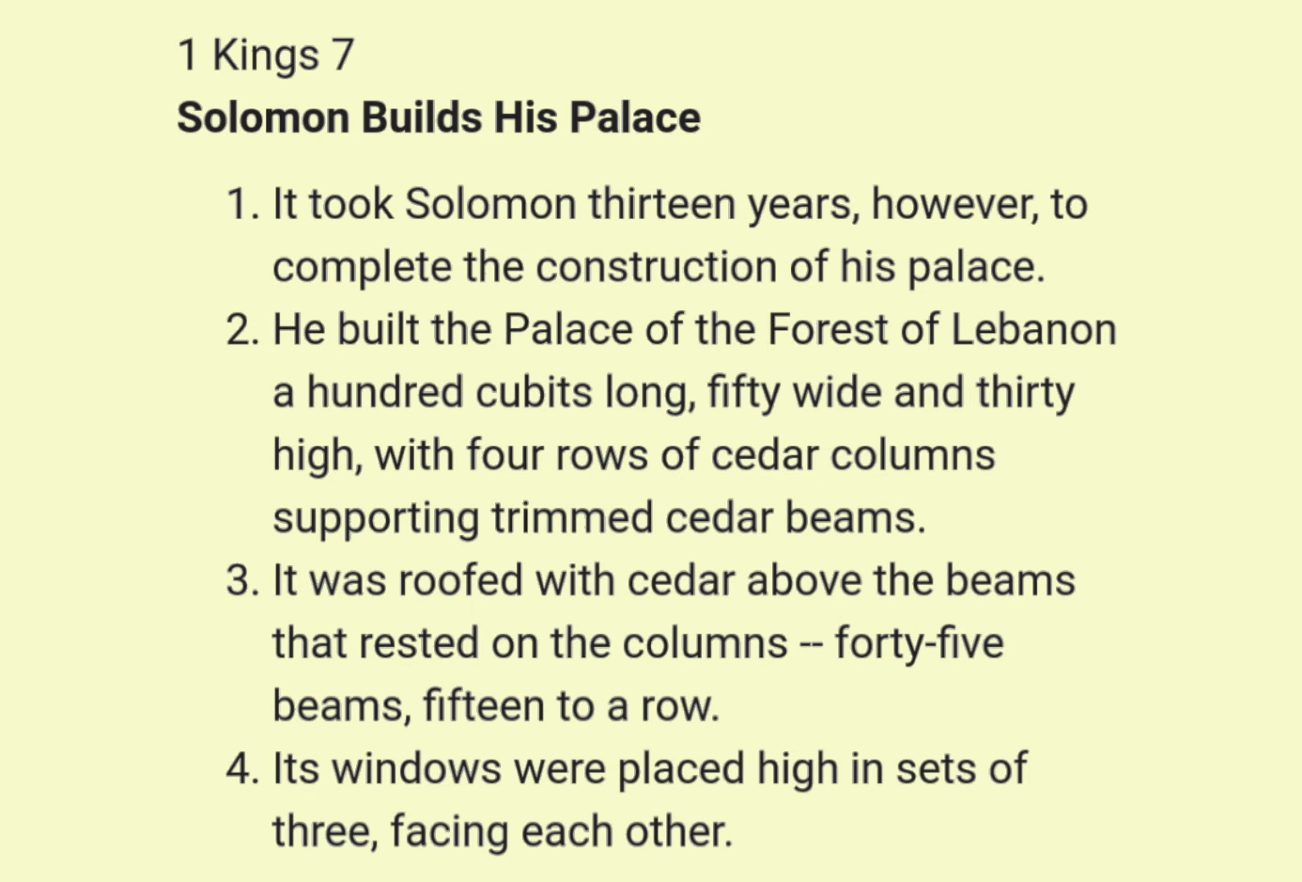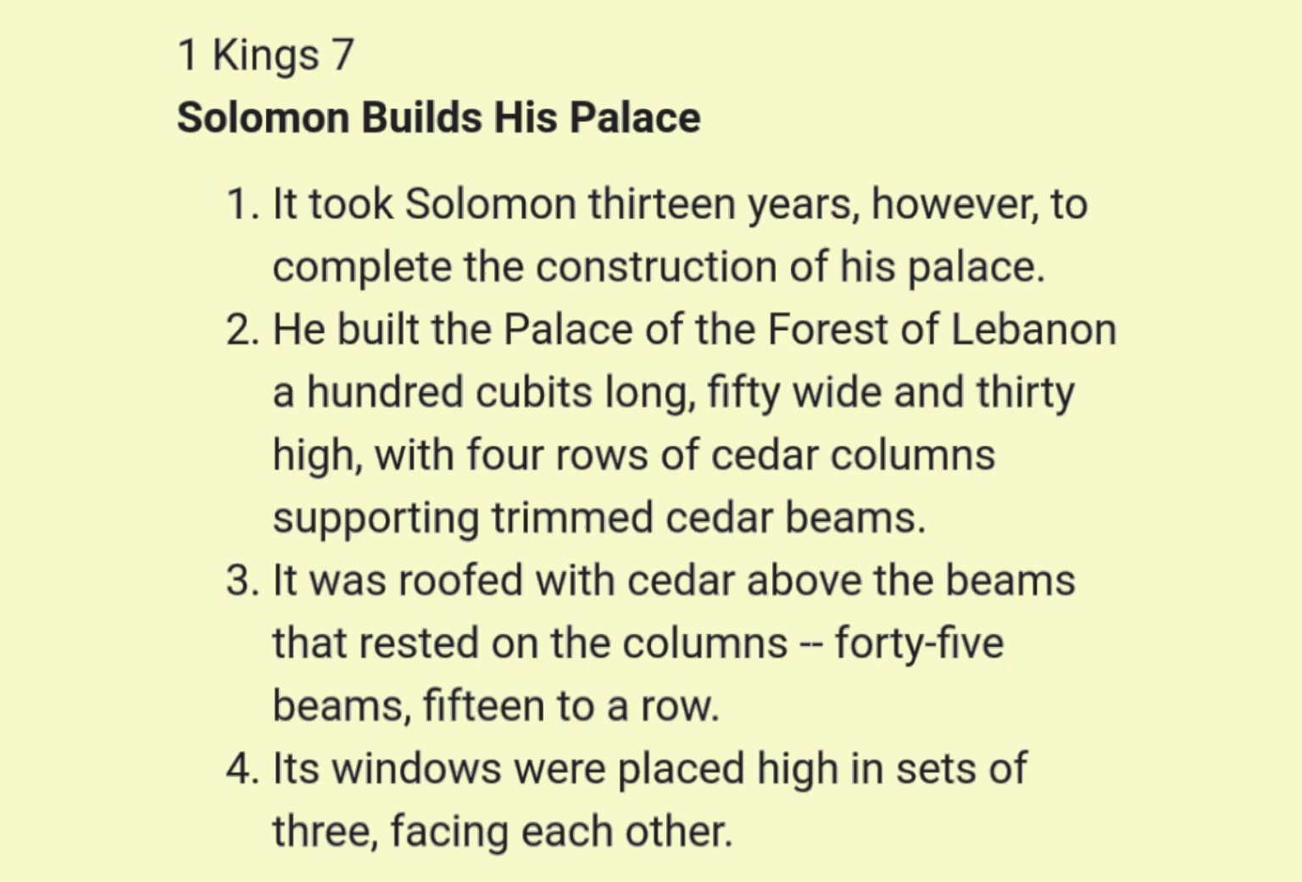Chapter 7. It took Solomon 13 years, however, to complete the construction of his palace. He built the palace of the forest of Lebanon 100 cubits long, 50 wide, and 30 high, with 4 rows of cedar columns supporting trimmed cedar beams. It was roofed with cedar above the beams that rested on the columns. 45 beams, 15 to a row.